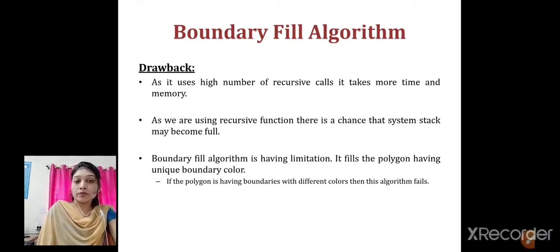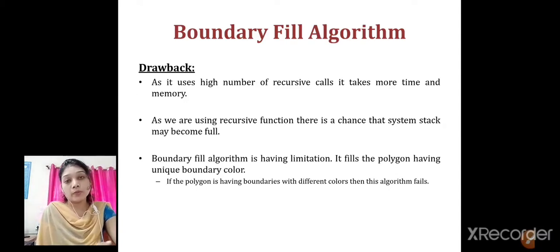And again the boundary fill algorithm has one limitation, that whenever we have different colors of boundary, means one edge of a triangle is in one color, another edge has a different color. In that case, if the polygon has boundaries with different colors, then this boundary fill algorithm will fail. So these are the two drawbacks we can say. We require more time and more memory because a stack overflow may happen there, and because of recursion we are requiring more memory.